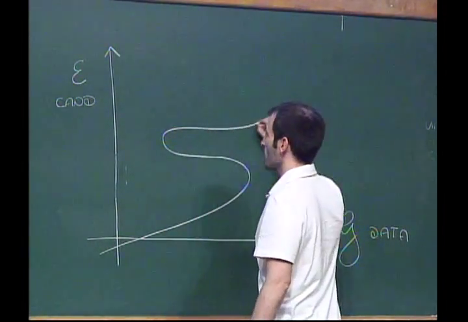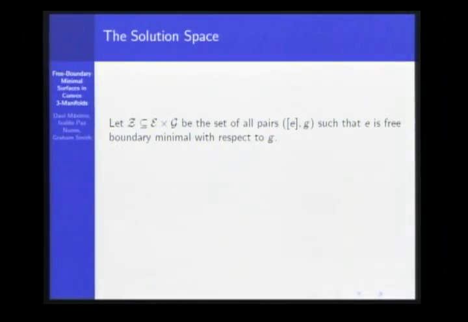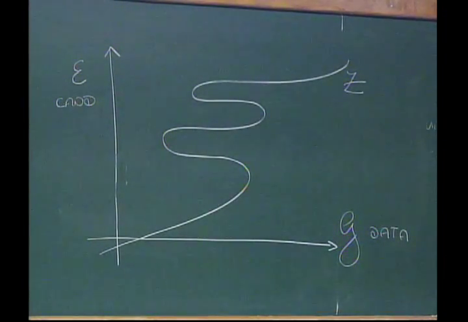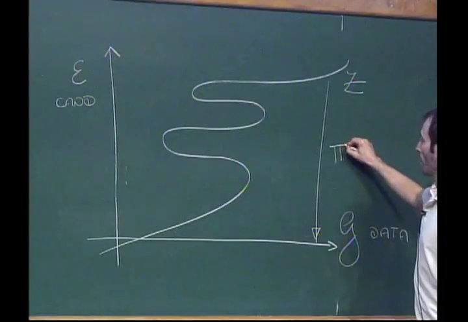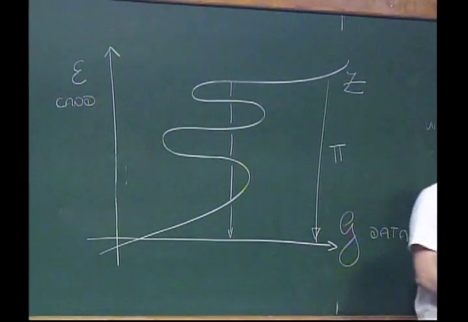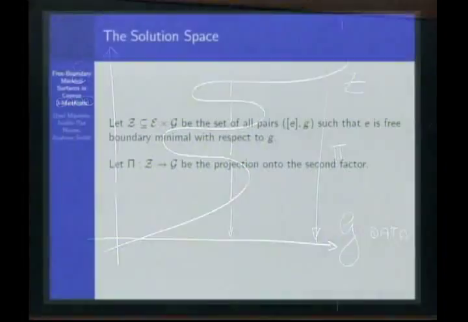I chose Z because of zero. Z is the set of all pairs (E, G), such that E is free boundary minimal with respect to the metric G. So, as we'll see presently, Z is actually the zero set of a functional, which is why I chose to call it Z. Then what we're going to do is look at the canonical projection pi onto the second factor. And basically, all of what we're doing reduces very simply to studying the differential topology of Z and of pi.